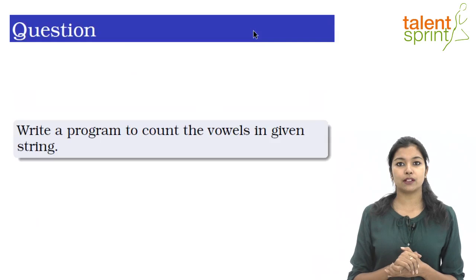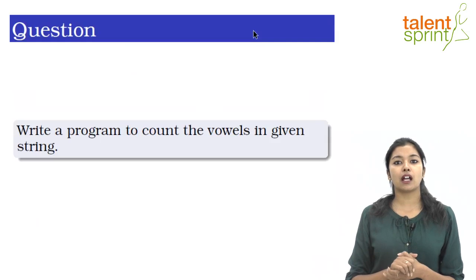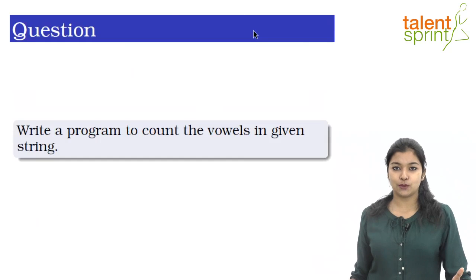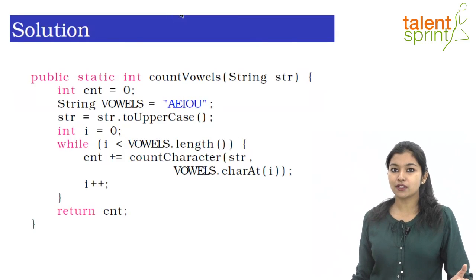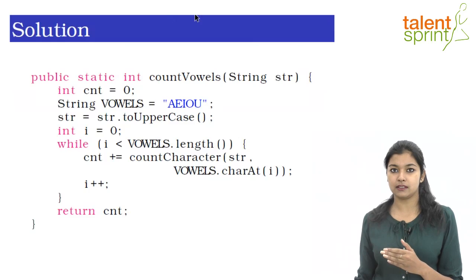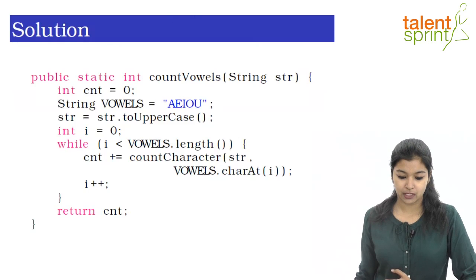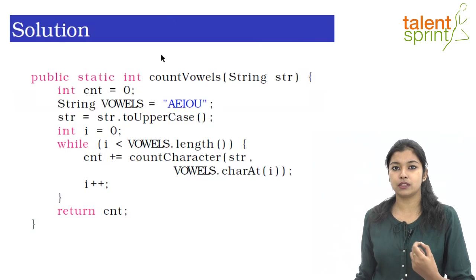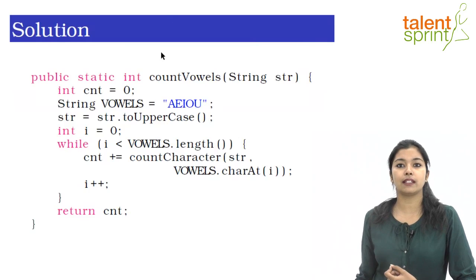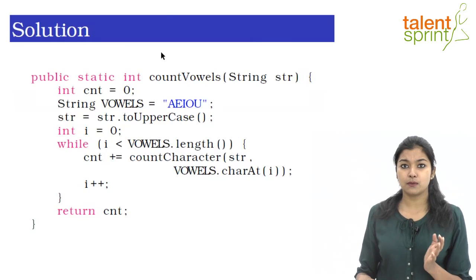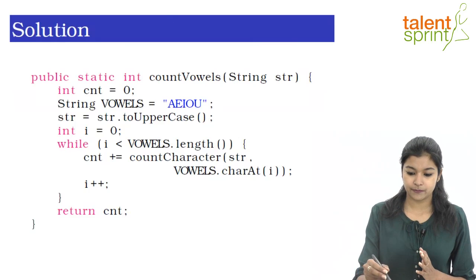In today's video, we are going to write a program to count the vowels in a given string. Let's see the code. We've written a function countVowels that takes the string to be tested as an input parameter. Inside this function, we have declared a variable count to hold the count of vowels and initialized it to 0. Now here is where the actual programming begins.